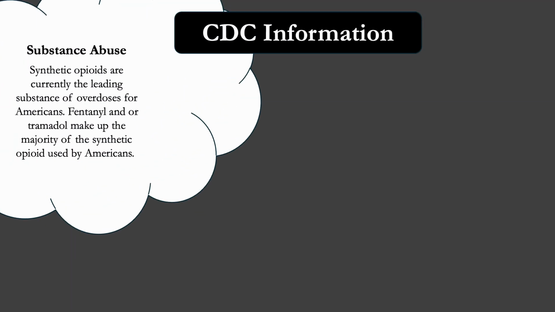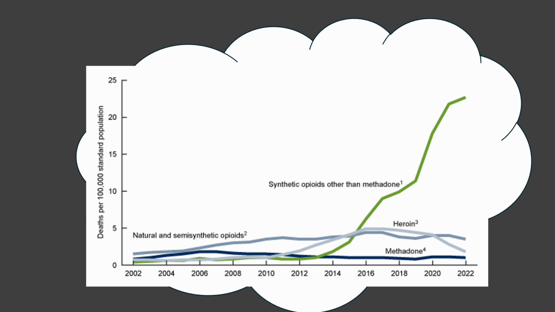Unfortunately, according to the CDC, we can see that fentanyl, a synthetic opioid, is the leading cause of overdoses for Americans. From this graph, we can see all the other drugs that have been used by Americans, but we can specifically see that synthetic opioids are the leading cause of death by a large degree, as we see from 2016 to 2022, where it skyrockets.